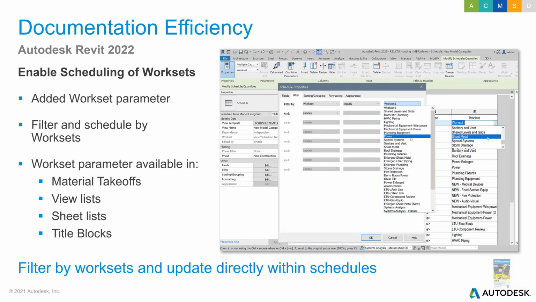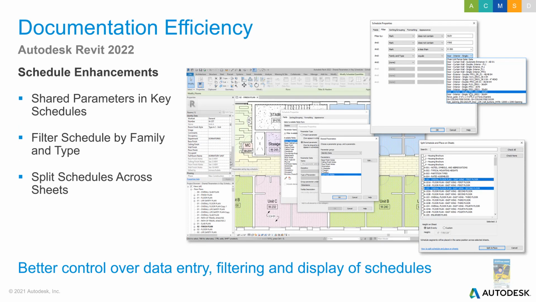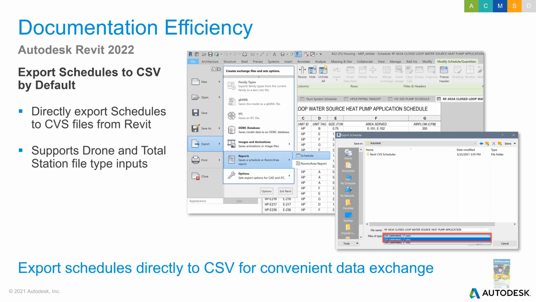For documentation efficiency improvements, they have enabling scheduling of worksets now. So for those of you who are constantly using worksets and you need to set up a schedule based upon worksets, you can filter and schedule by worksets. They have it under material takeoffs, view lists, sheet lists, and title blocks as well. They have shared parameters within key schedules. They have filter schedule by family and type, and they have split schedules across sheets finally.